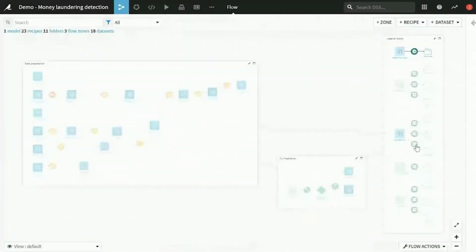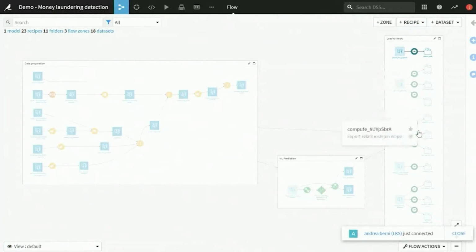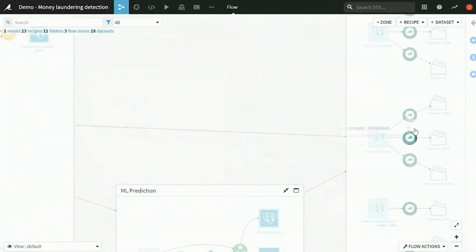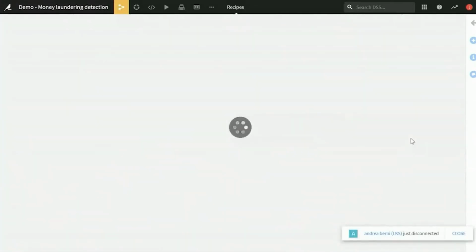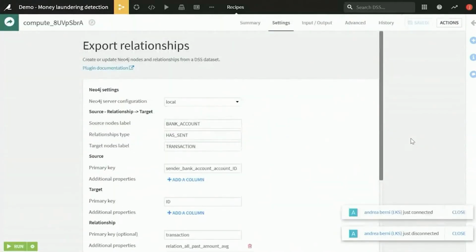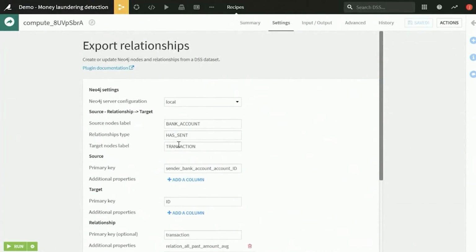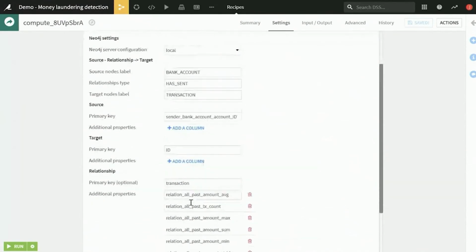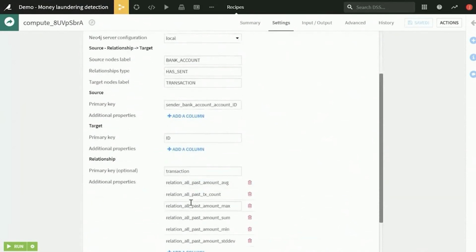Okay, going back now, and then all of that is used to create the graph. So here we have seen how to create a node, I guess. Now we will see that it's also possible to create relationships. So here is an example where we are handling transactions. We are connecting bank accounts to transactions via asset relationship. We are specifying a primary key for the source and target, and then we are defining all the properties that we want to capture.